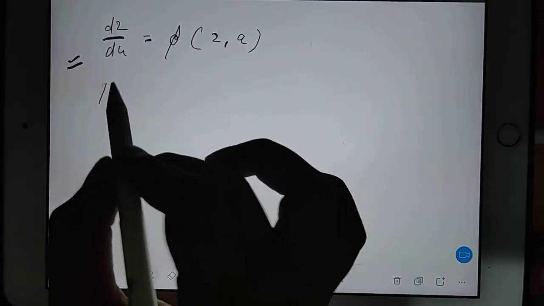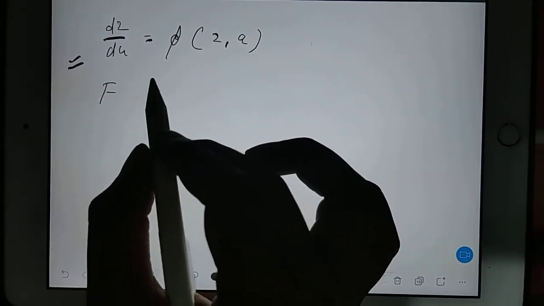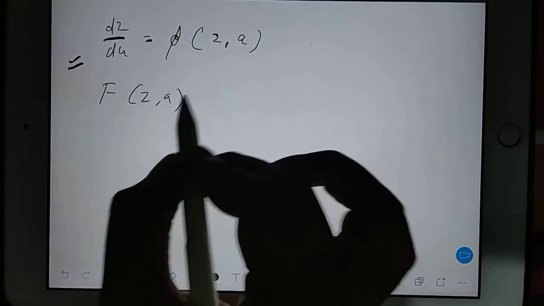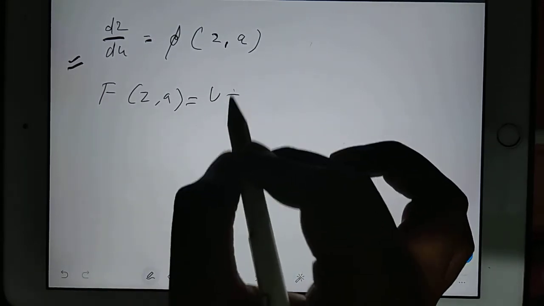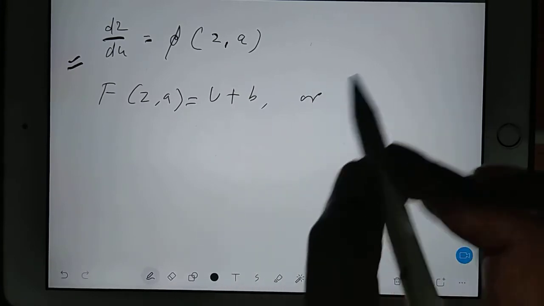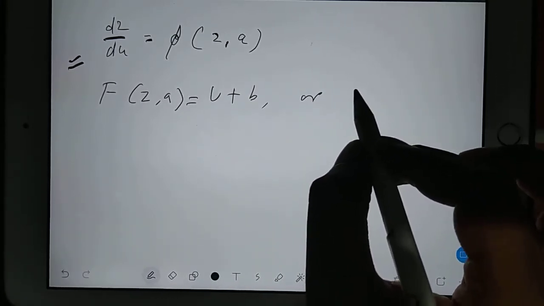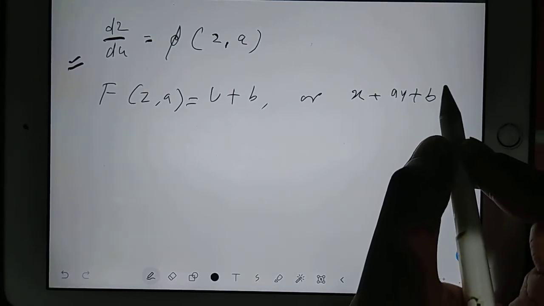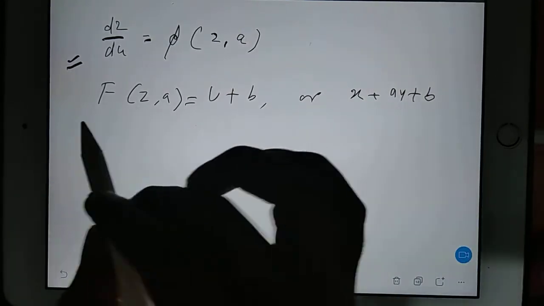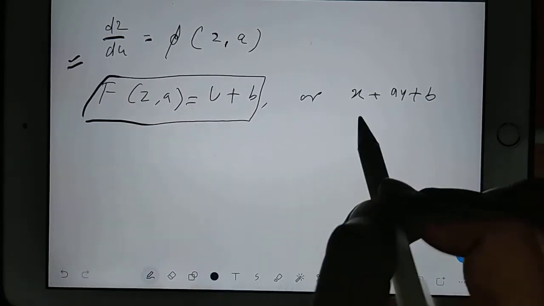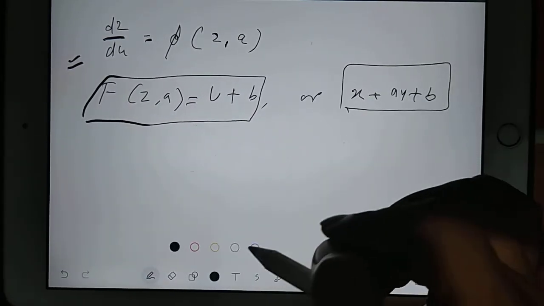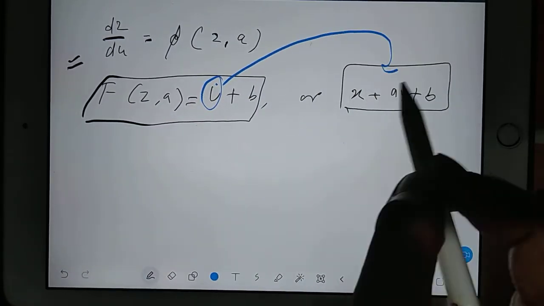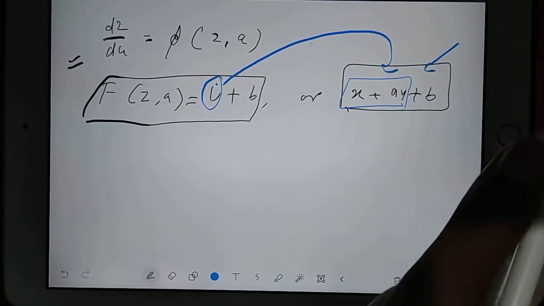So when you will be integrating and when you will be finding out your final answer, that will be the function of z and a. So that will look like u plus b, or you just replace x plus ay plus b. These are the possible formats. So either your solution will look like this or your solution will look like this. So actually this u value you replace with x plus ay. So this kind of answer will come.